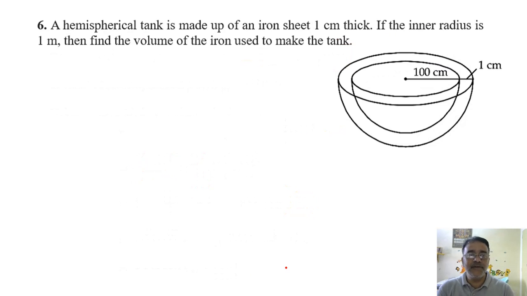Okay. So now we are moving toward the last question of today's session. This is the last question. A hemispherical tank is made up of an iron sheet 1 centimeter thick. So this is thick 1 centimeter. If the inner radius is 1 meter, 1 meter means 100 centimeter. Find the volume of the iron used to make the tank. We have already done this type of question in cylindrical shape. So how will you find it? Volume of outer hemisphere minus volume of inner hemisphere.